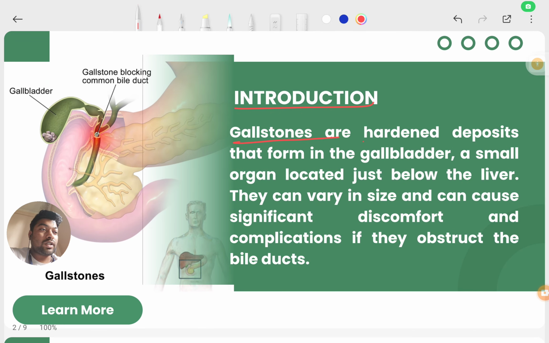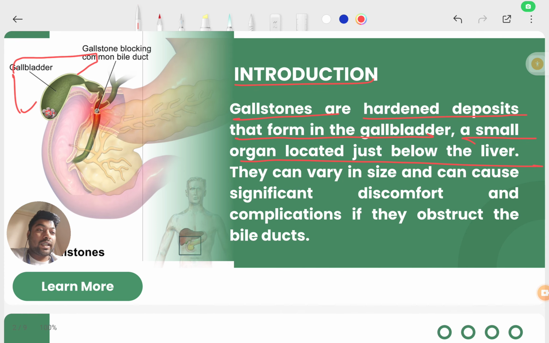So gallstones are hardened deposits that form in the gallbladder, a small organ that is located below the liver. So here we have the liver, and next to it we have the gallbladder, and in that we can see deposits of gallstones. They can vary in size and cause significant discomfort and complications if they obstruct the bile ducts.